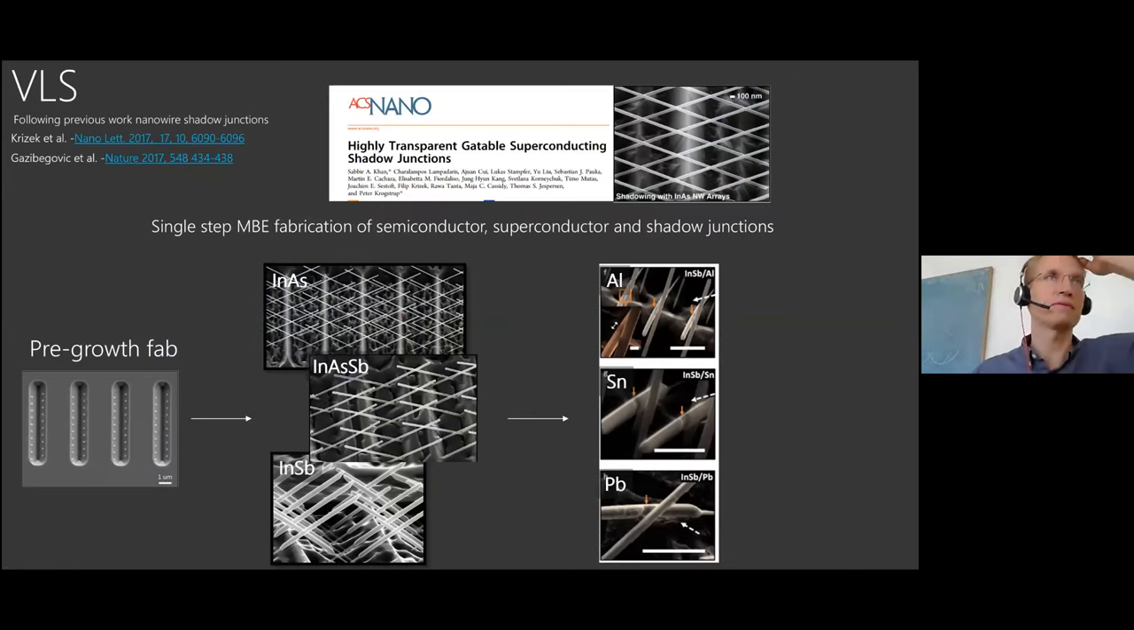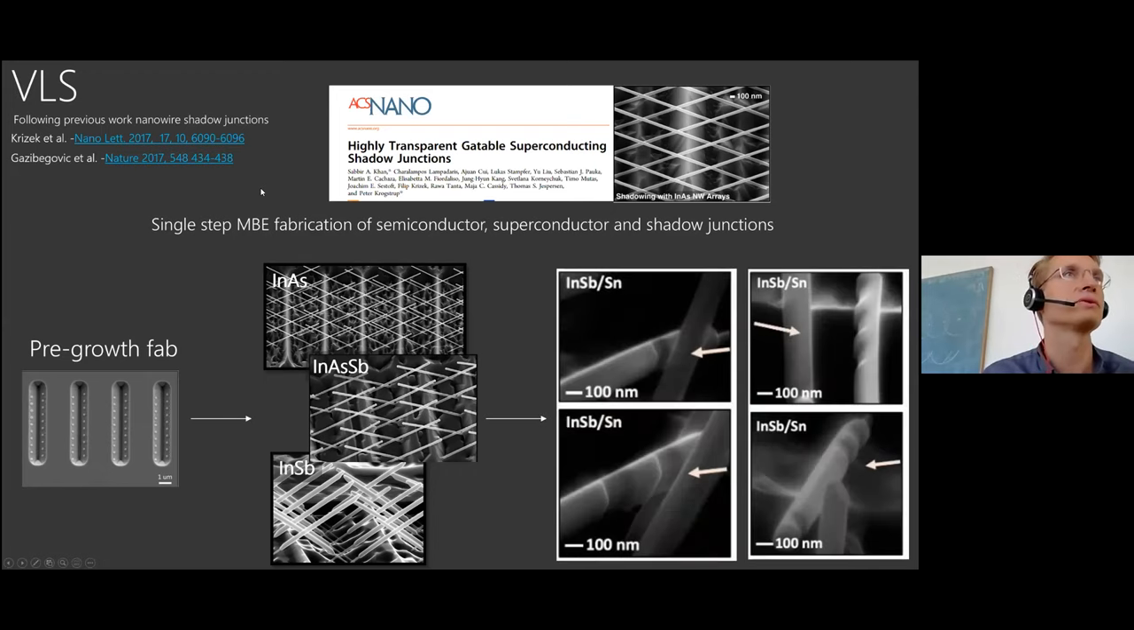Okay, then I think I will finish with just highlighting this previous work because there are not as many people working on VLS wires. This was about making shadow junctions. Of course, the junctions are extremely important for many things, not only to probe into the nanowire without having to look at a lot of other states, but also for technologies. It's good to have less dissipation, of course, in junctions.